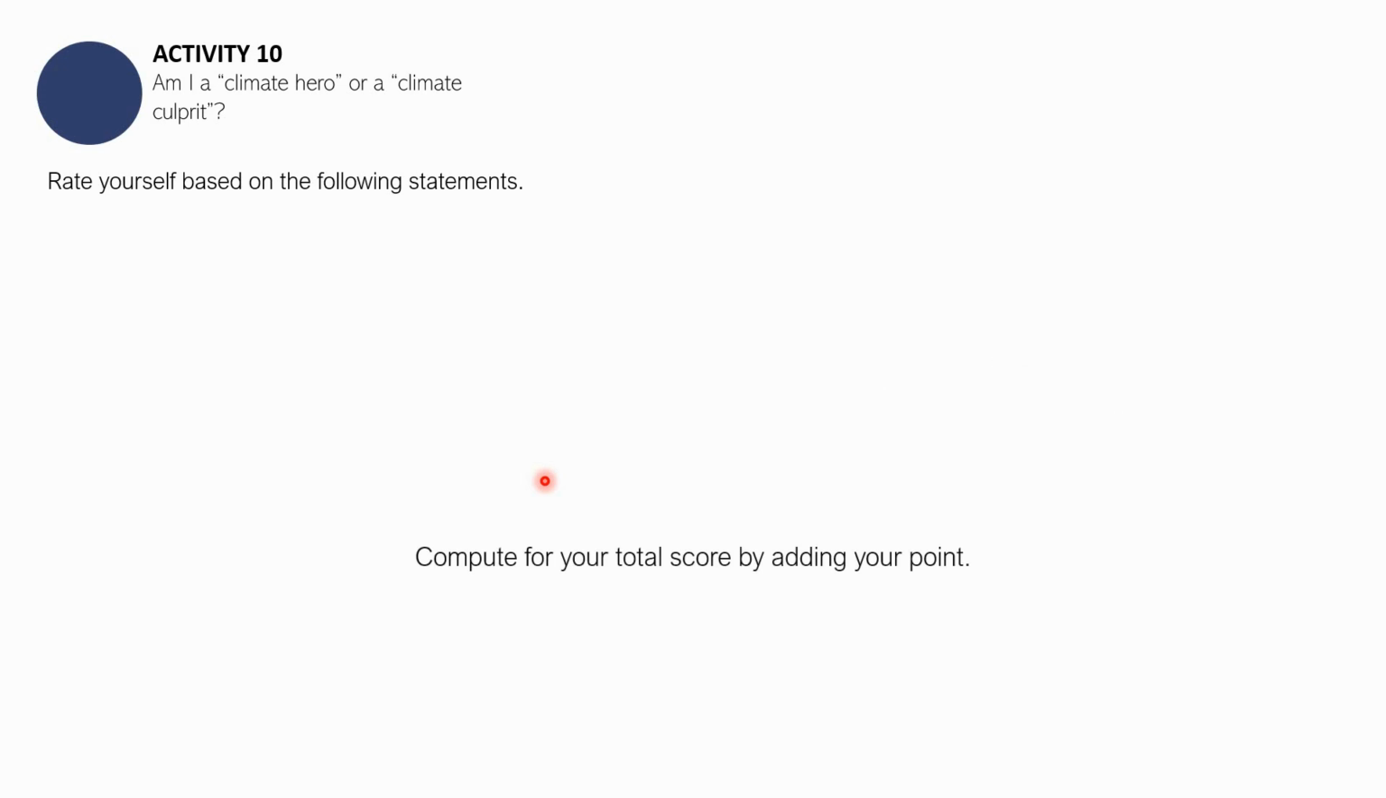Okay. Now, what I would like you to do is you have to compute for your total score. Dito tayo magkakaalaman. Okay, so you have to add your points. That's plural. Okay, so add your points together. I'll give you time. Okay, so what point did you get? Now let's see which among the following are you.